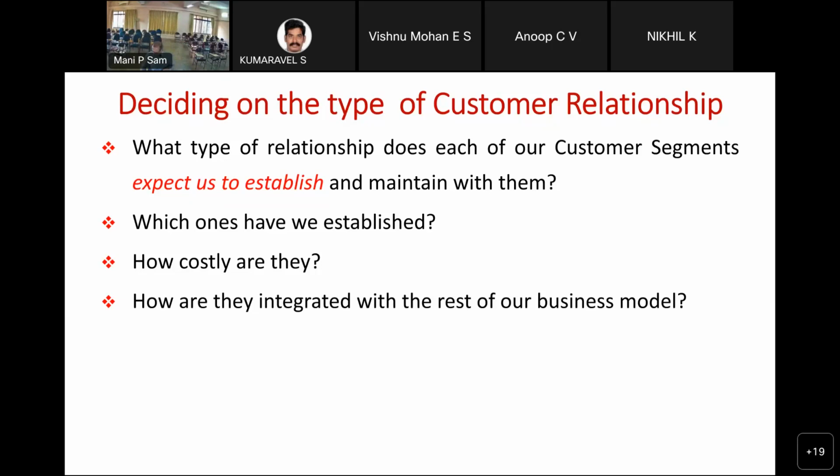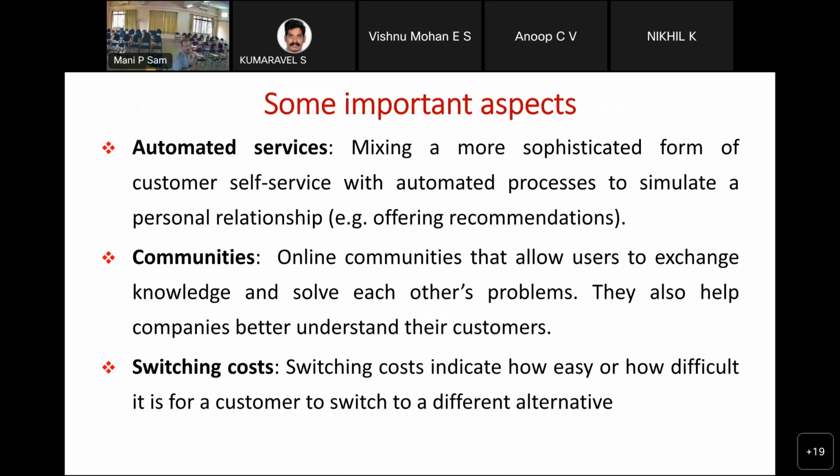So I'll take a few things which may be useful in doing this. One is called automated services. It is not a simple online service; it is an automated service with a more sophisticated form of customer self-service processes, which simulates a personal relationship. If you really cannot afford to establish a personal relationship, direct selling, given the cost and all those things, look at automated services which simulate a personal relationship. Or, if you have a large number of customers and your segment is large, try to build online communities.